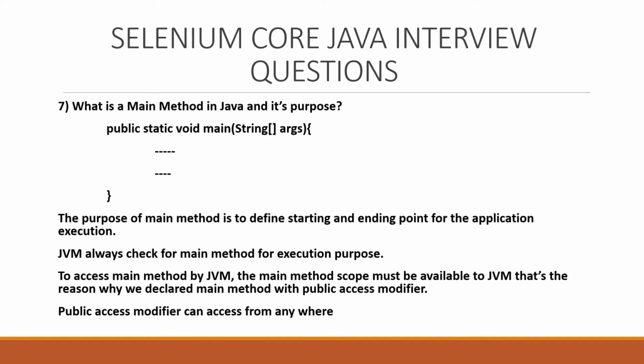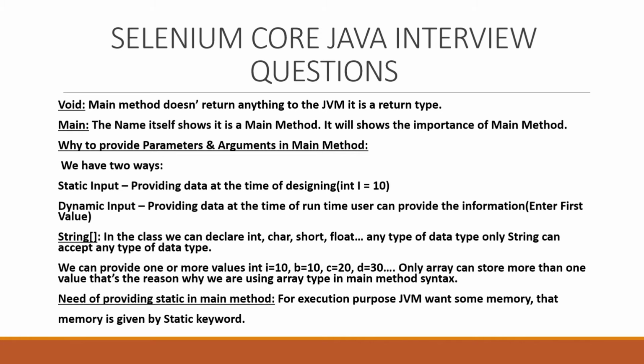That's the reason why we are using an array type in the main method syntax. You can see here we are using a string array, right? So we can provide more number of values. That's the reason why we use the array type syntax here.